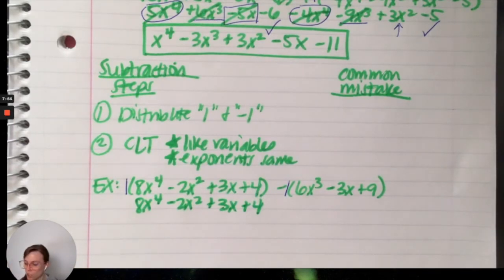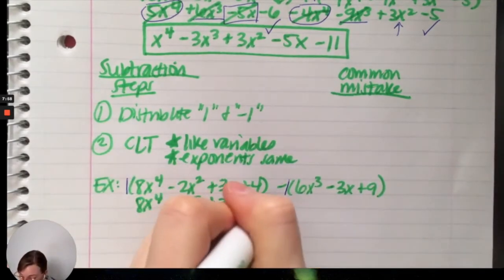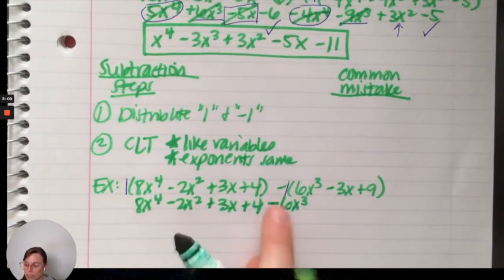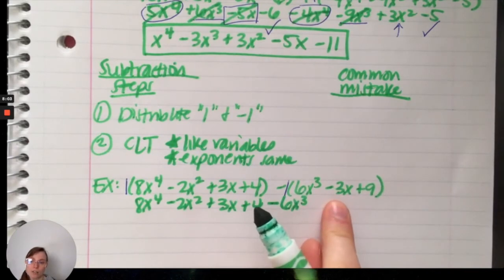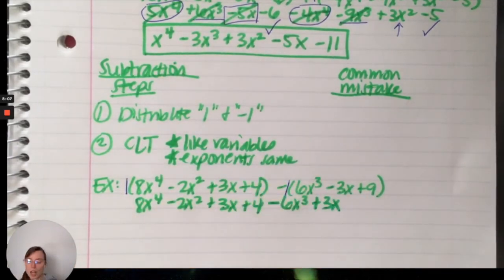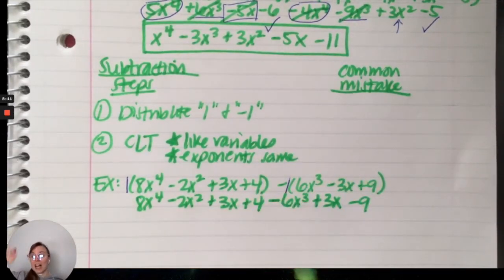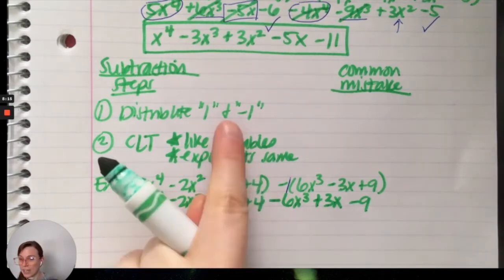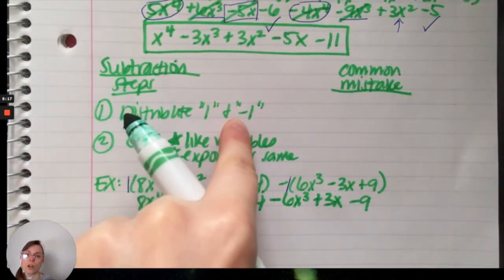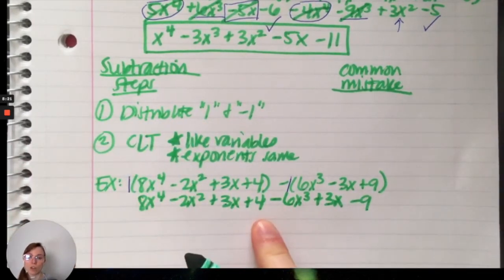So what's negative 1 multiplied by 6x cubed? It's the opposite of 6x cubed. What is negative 1 multiplied by negative 3x? It's the opposite of negative 3x, so it's a positive. And negative 1 times 9 gets me a negative 9. So notice how all the signs changed because of that negative 1. All right? So that negative 1 means the signs change on the second quantity, but with the positive 1, all the signs remained the same in the first quantity.